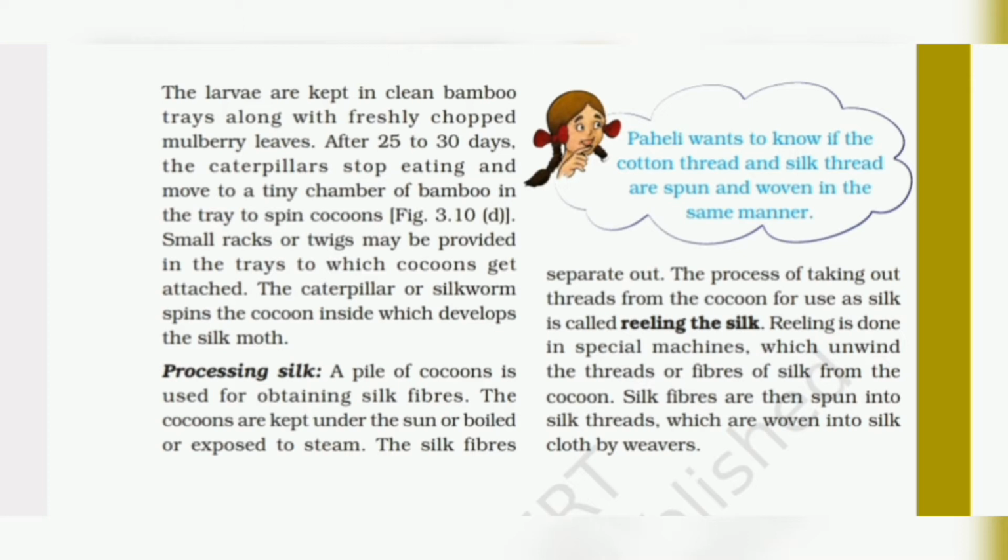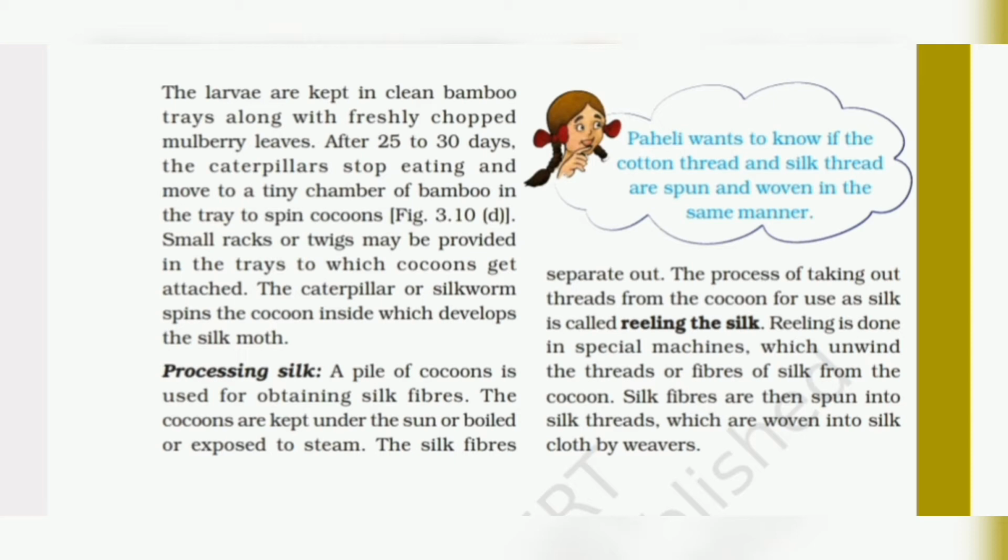We have the larvae kept in clean bamboo trays with freshly chopped mulberry leaves, and then after 25 to 30 days the caterpillars stop eating and move to a tiny chamber of bamboo in the tray, shown in figure 3.10d. Then small racks or twigs may be provided in the trays to which cocoons get attached, and then the caterpillar or silkworm spins the cocoon inside which develops the silk moth.